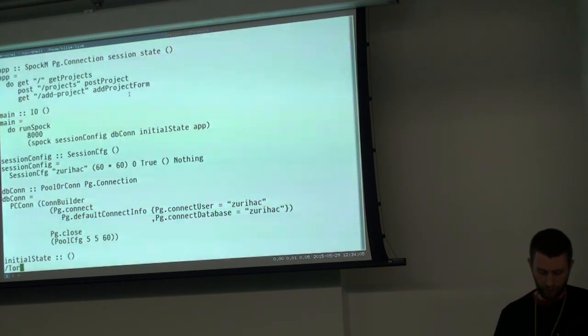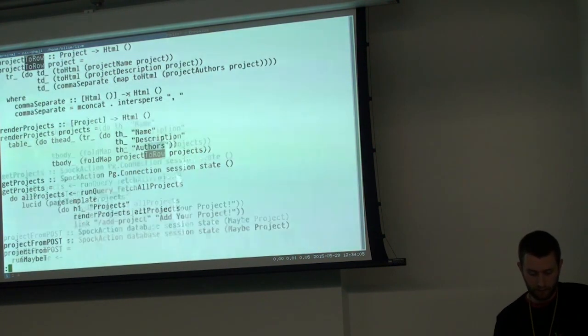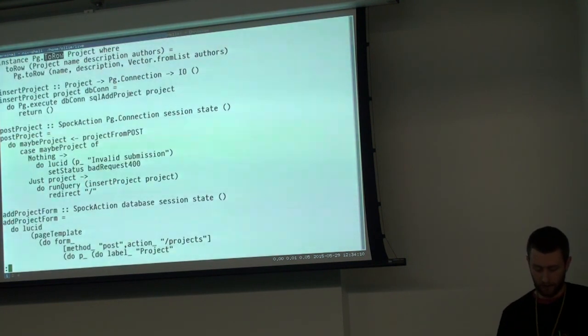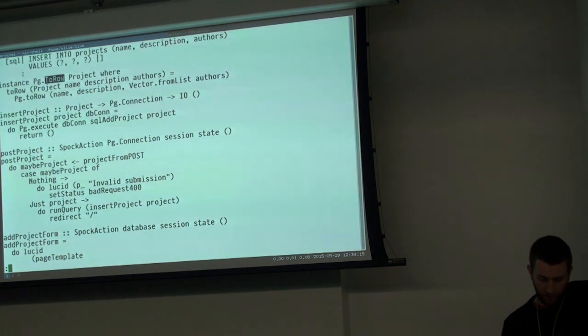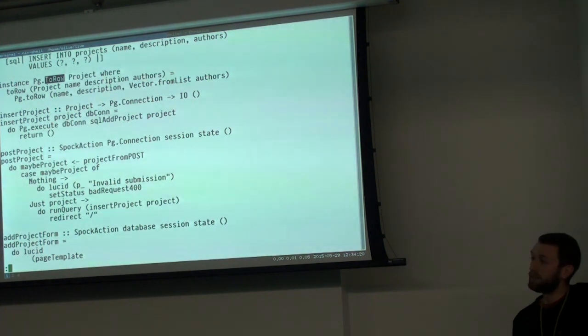And I just wanted to show you that toRow instance as well, which is what's allowing us to send rows to the Postgres database. So hopefully you can see that. Just slide that down a bit. So toRow takes a project, unpacks it into its constituent parts, and then we just basically emit that using a tuple, because Postgres Simple already has support for sending tuples to the database.